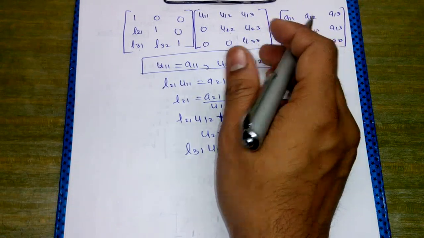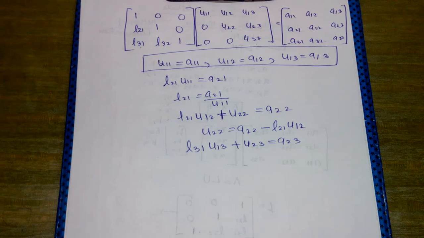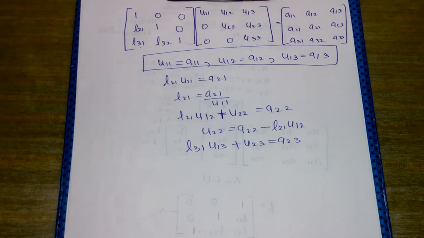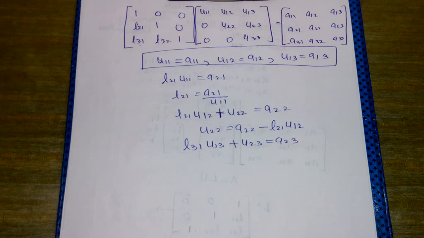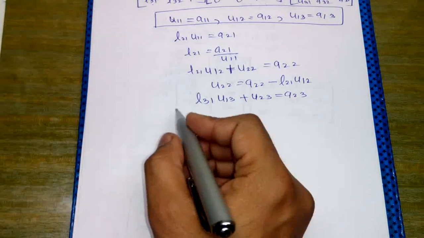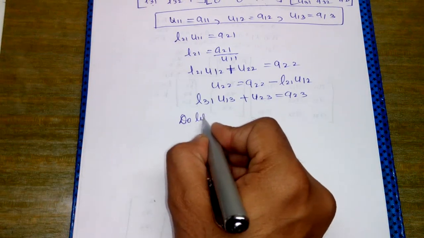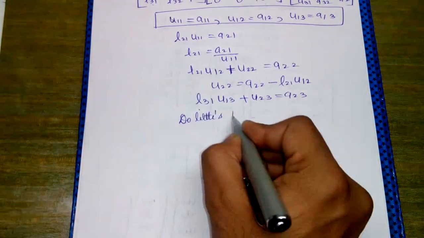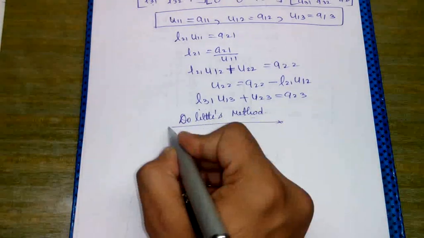ऐसे करके हम लोग एक-एक करके सारी values अपनी calculate कर लेंगे. Okay, तो यहाँ पर variables से हम इसको solve करके अपना answer निकाल सकते हैं. तो ये तो था हमारा triangulation method. So this method of triangulation is called as the Doolittle's method. Okay, this is called as the Doolittle's method of triangulation.